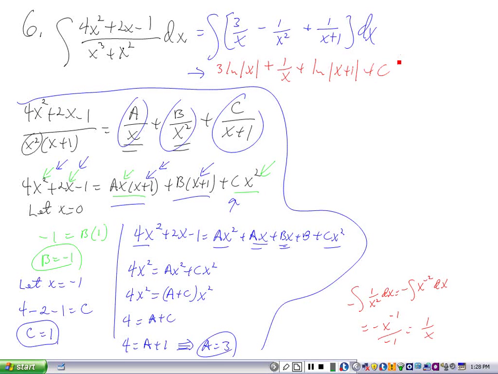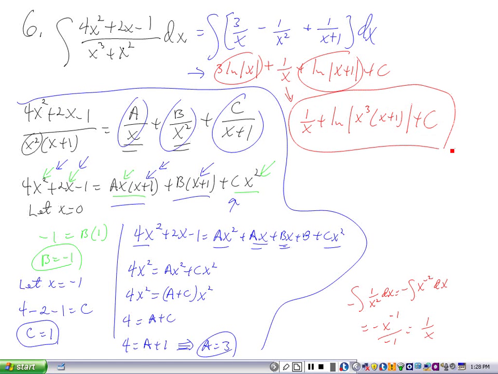plus 1 plus c. I get the like terms together, and you can use just the rule in algebra with the natural logs, and the addition becomes a product. So this is 1 over x, this term here, plus the natural log of the absolute value of x to the third times x plus 1 plus c. Okay, how you like me now?